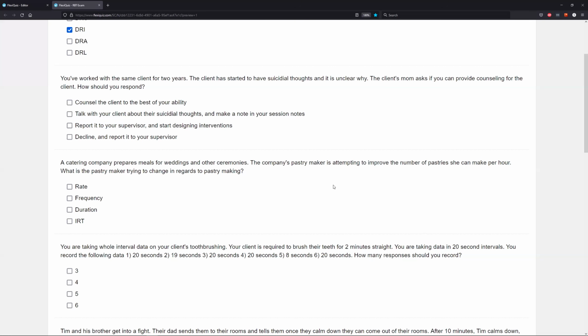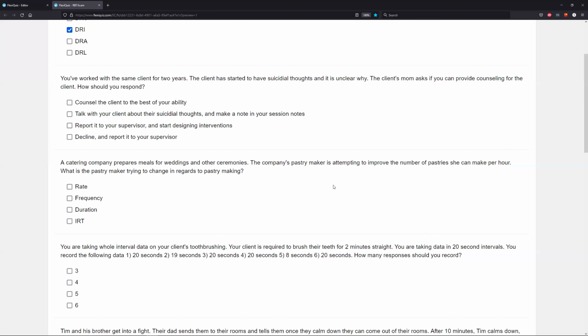B, talk with your client about the suicidal thoughts and make a note in your session notes. Again, you're dealing with something very serious here. If this comes up, you should immediately report to your supervisor, okay? Your supervisor needs to know about this, right? This client needs to be able to get the help they need for their suicidal thoughts, okay? So just jumping in and talking about them without training, without guidance, okay, is unethical and irresponsible.